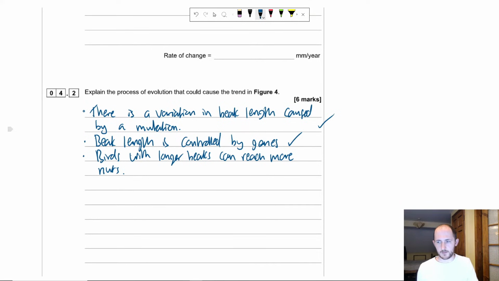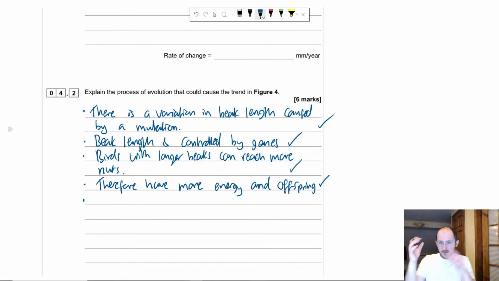Okay? Cool. Therefore have more energy. More energy. And offspring. Full marks. Again, I'm telling you, this is literally the most concise way to write it. So again, the idea is that they're getting more nuts, which means they have more energy, which means they're able to have more kids, right? Because they're not starving to death.